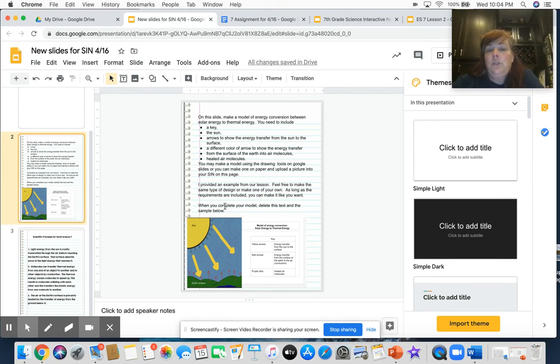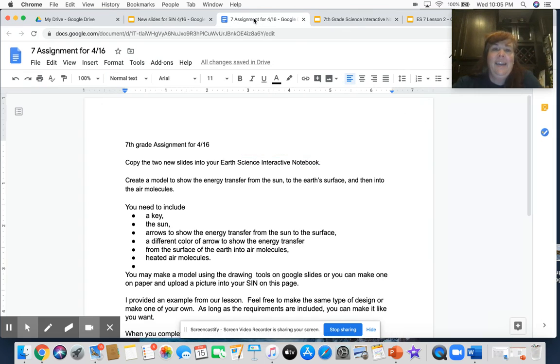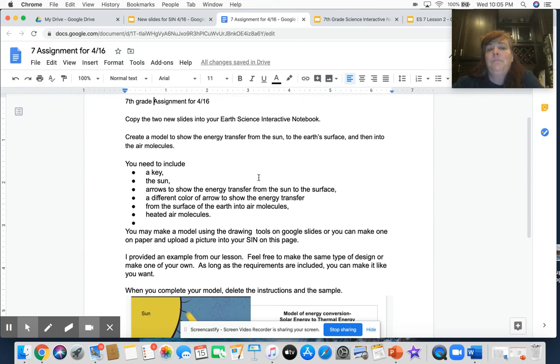I put the instructions here and my model. Now I don't want to see these instructions or my model on your paper. I want you to do your own. So let's go back and look at the instructions. You need to create that model that shows the energy transfer from the sun with the light to the Earth's surface and then into the air molecules.